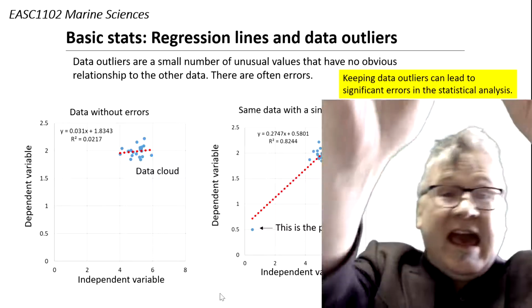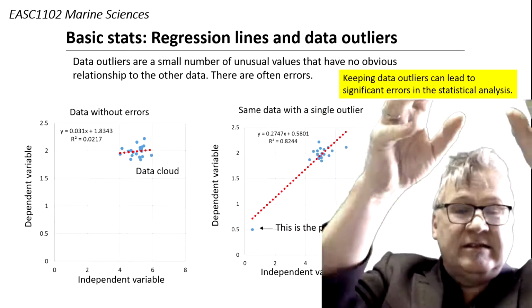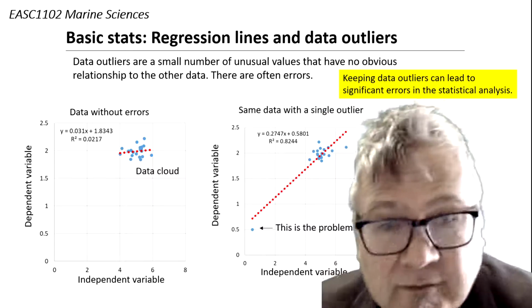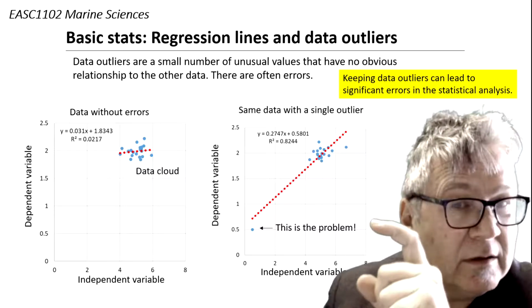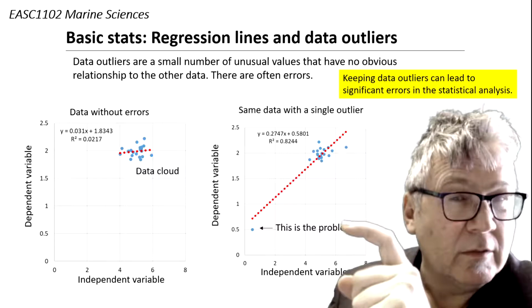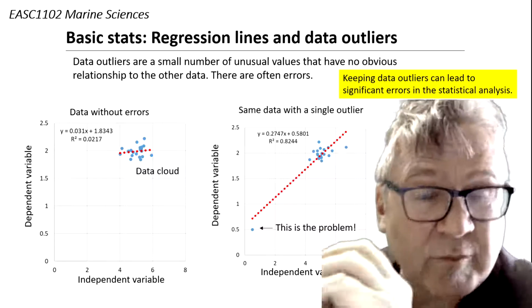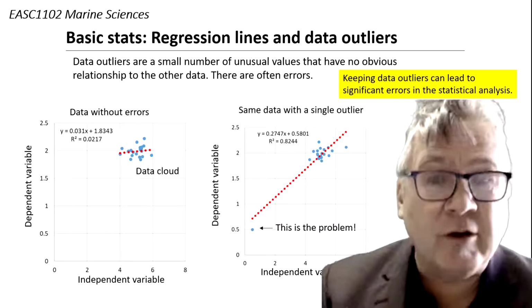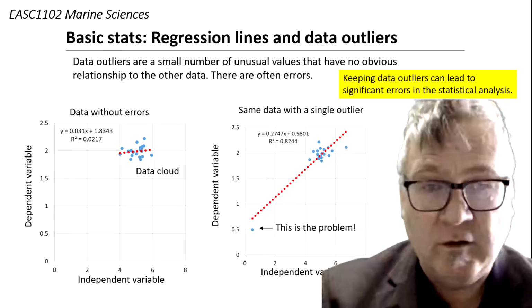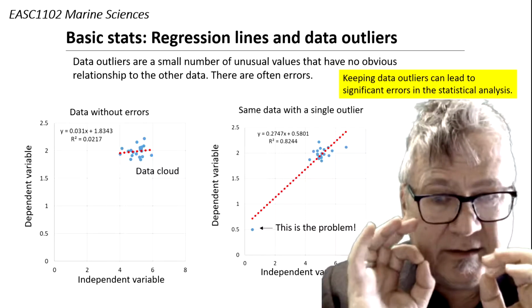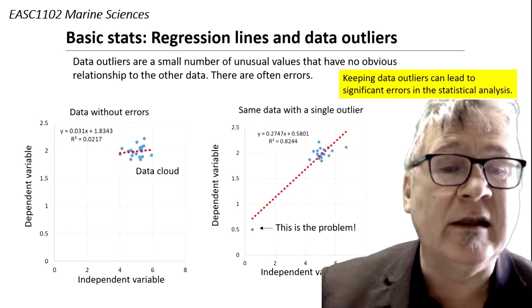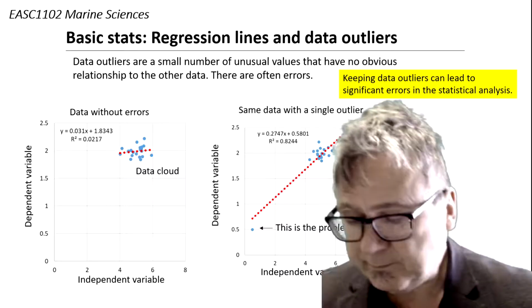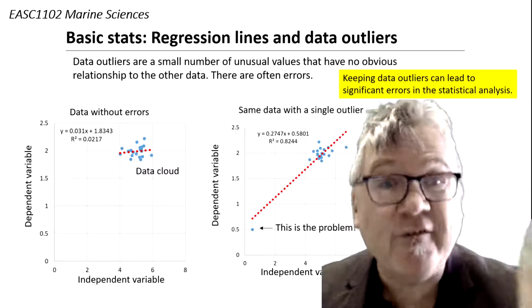And you think, yay, it all makes sense. It is a super result. No, it's not. It's all because there's one error in it. This is the problem. So you really have to take care of outliers. You have to remove errors in your statistical analysis. That's very, very important.